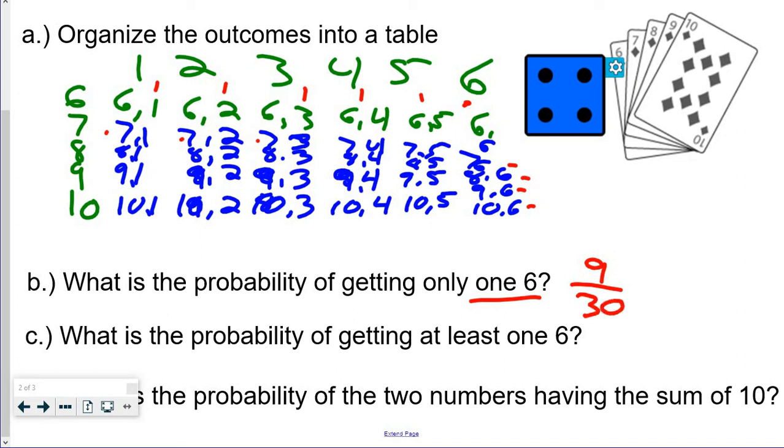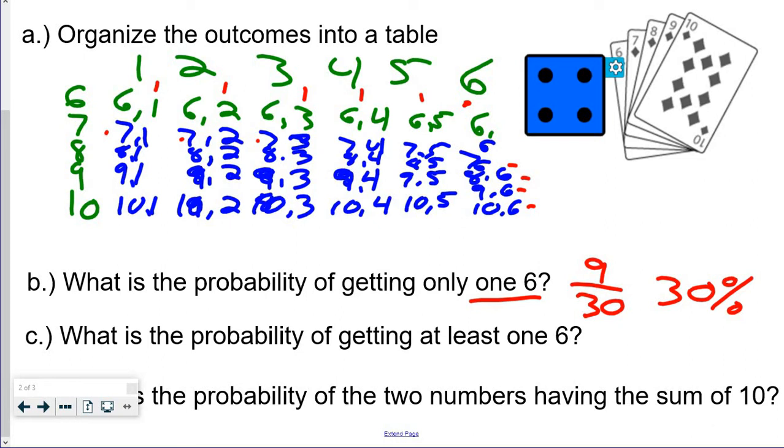9 out of 30 is 30%, because 9 divided by 30 is 0.3, and you times that by 100, and that equals 30%.